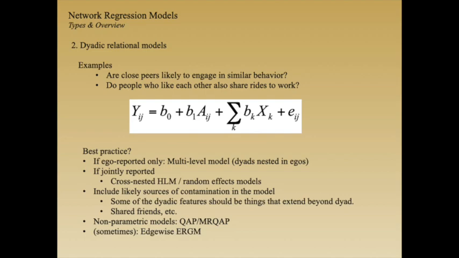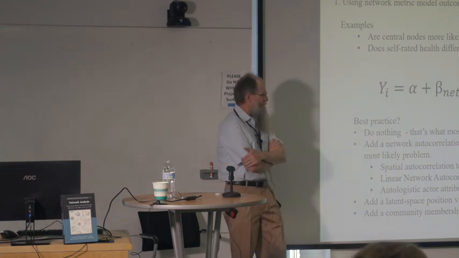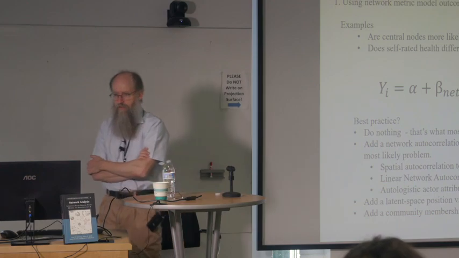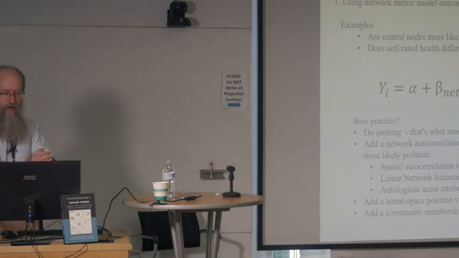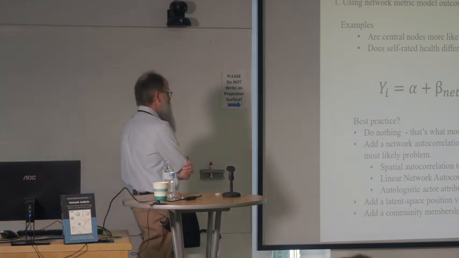So again, what's the best practice? You can do nothing. That's what most people do. It's hard for me to recommend that you do nothing when we know there's a problem, but in practice, that's what most people actually do. You can add the network autocorrelation term. That's the most direct correction for a likely problem. There are ways in which that can go wrong, but by and large, it ends up being pretty straightforward.